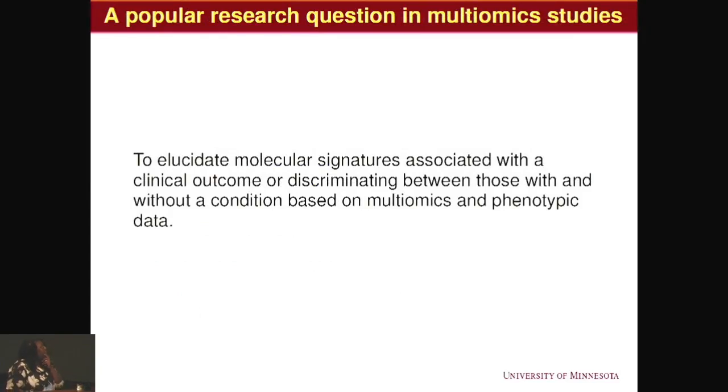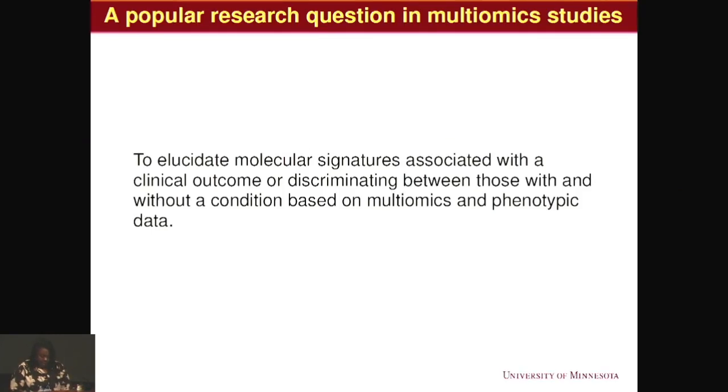So a popular research question in multi-omics studies. Remember I said that when we integrate all of these different data sets, it could help us understand complex disease mechanisms. One common question for multi-omics studies is to elucidate molecular signatures that are associated with a particular clinical outcome, or that discriminate between those with and without a particular condition, based on multi-omics and, if you have them, phenotypic data. This is a key question that we are normally asked or try to answer when we're looking at multi-omics studies.